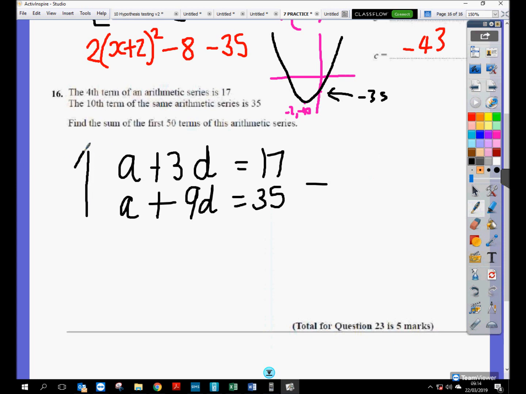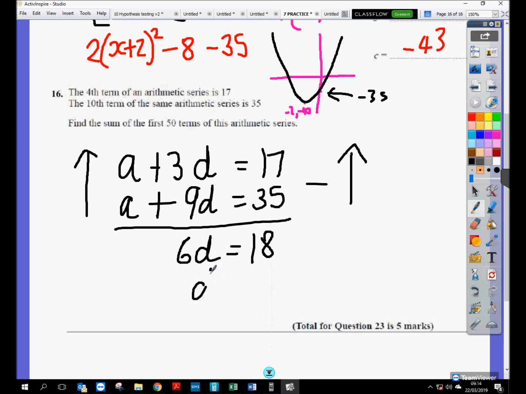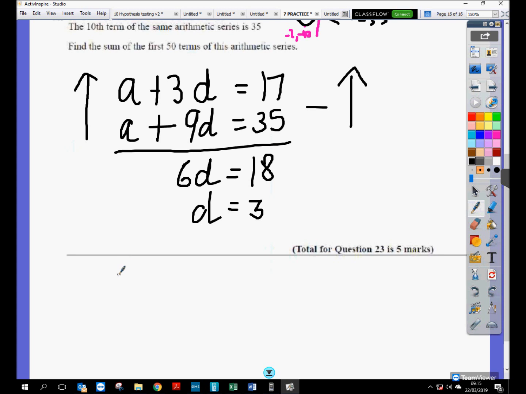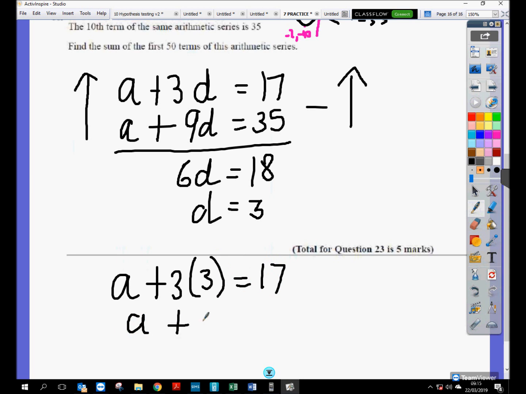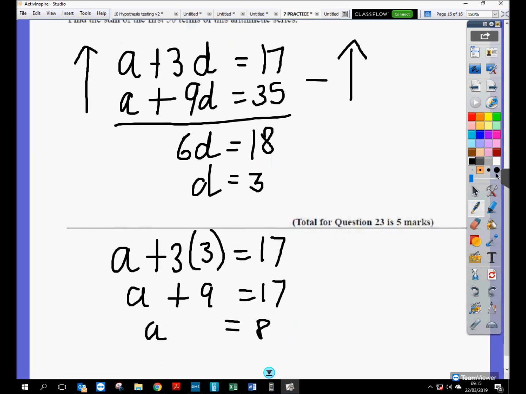I'm going to subtract, but read it in this direction rather than rewrite the 2 equations. So a minus a cancels, bye-bye. 9d minus 3d is 6d. And 35 minus 17 is 18. Then divide both sides by 6, so d is equal to 3. Substitute into one of the equations to work out a. If I choose the top one, a plus 3 times 3 is equal to 17. So a plus 9 is equal to 17, and that means a is equal to 8. 17 minus 9 is 8.